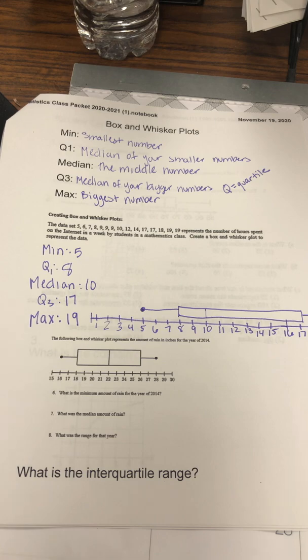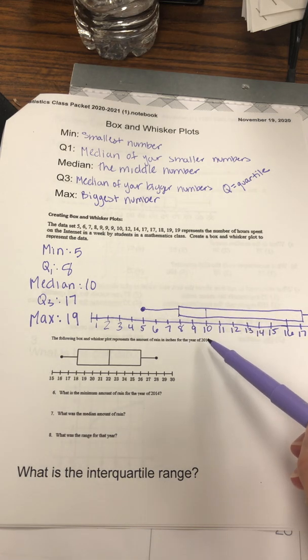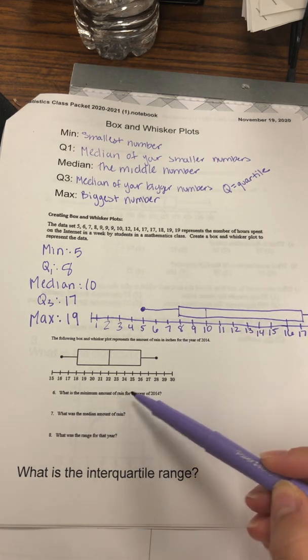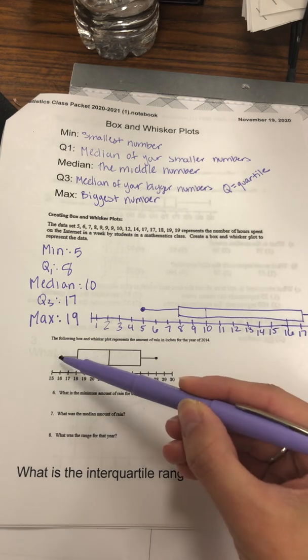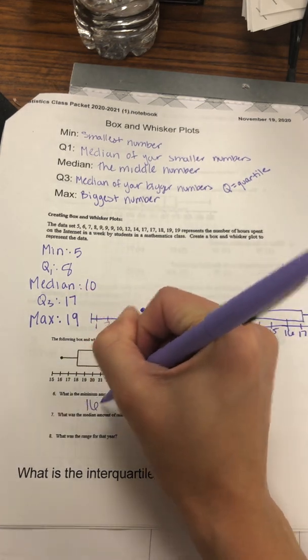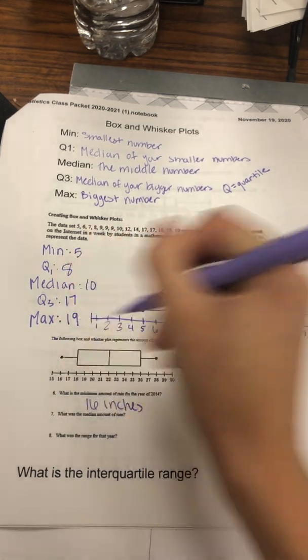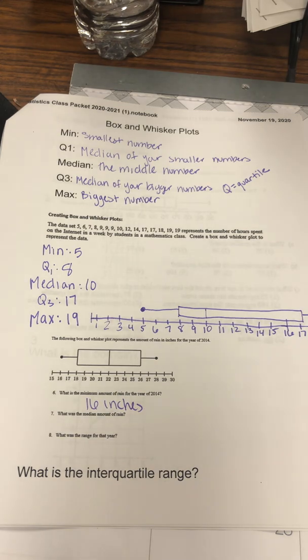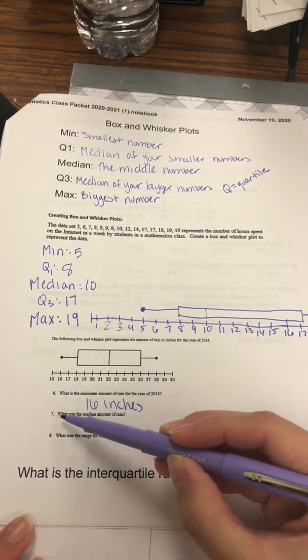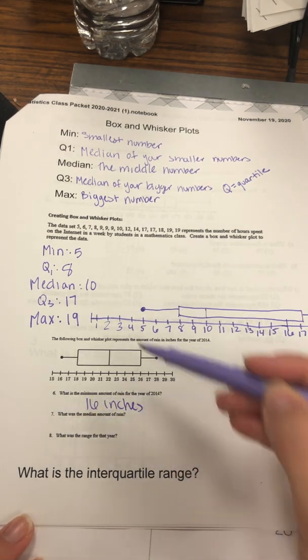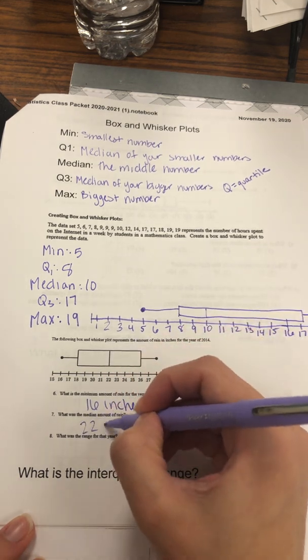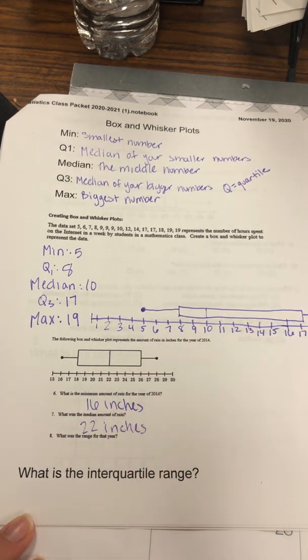Okay, so in this last example, they give you a box and whisker plot, and it says it represents the amount of rain in inches for the year of 2014. What is the minimum amount of rain for the year of 2014? Well, that would be 16 inches, because the whiskers are the min and the max, and the min is at 16. The next one says, what is the median amount of rain? Well, that would be 22, because the line is where the median is.